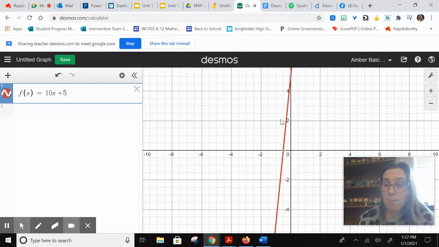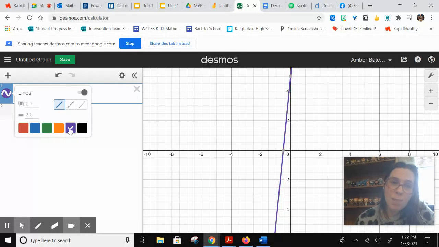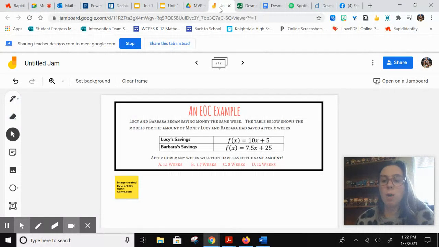Here's my equation. By the way, a fancy thing if you want to know: you can change the color of this. You can click here and hold, and I can change it. Let's say I'm in a purple mood, and I want to change it to a dotted line. So I have my first graph. Was it Lucy's? Yes. Now let's do Barbara's. Barbara's was f of x equals 7.5x plus 25.